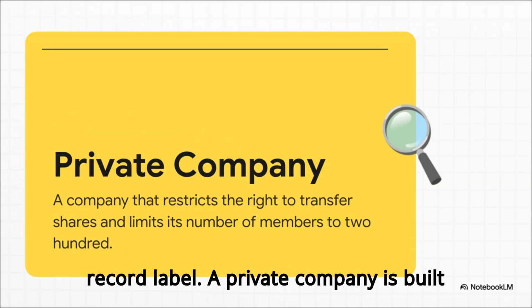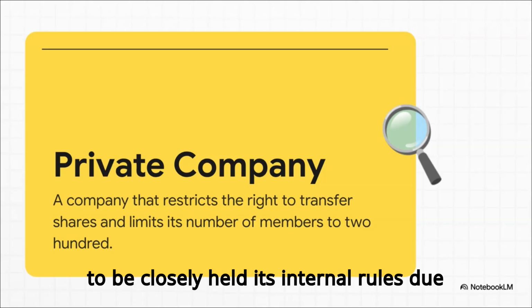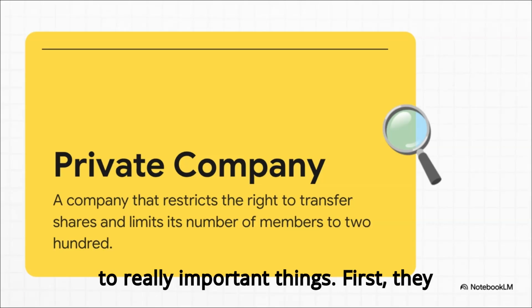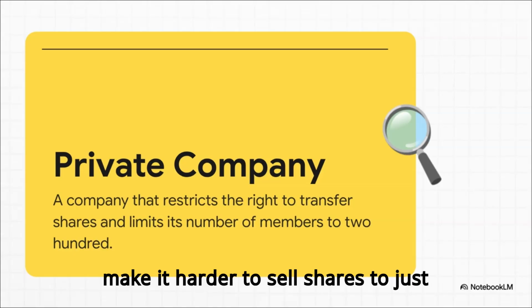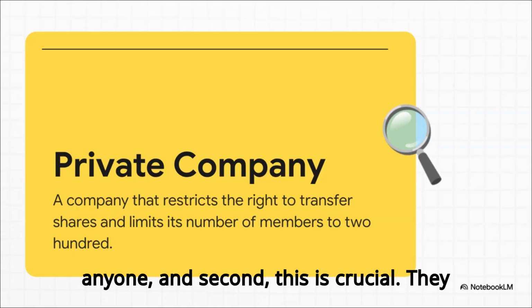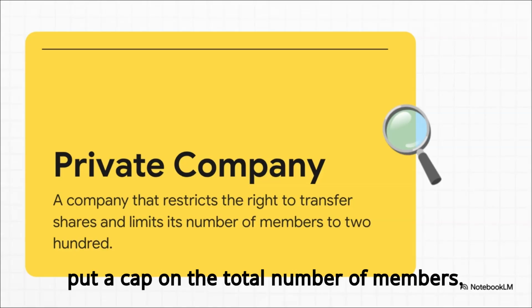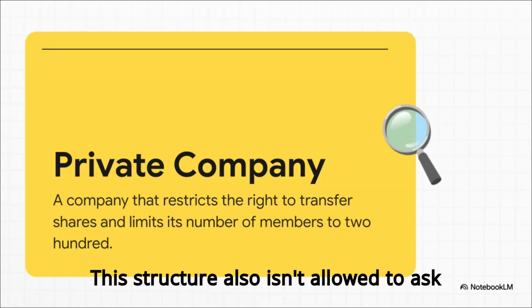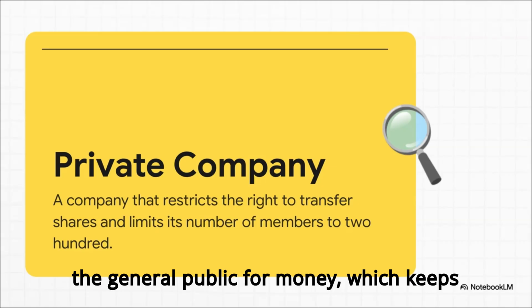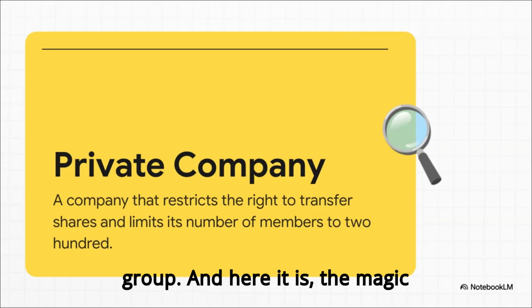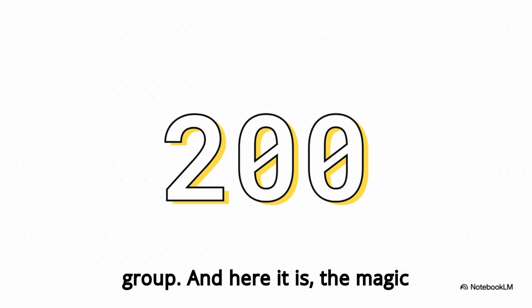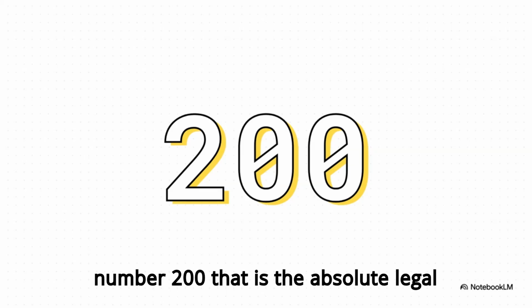A private company is built to be closely held. Its internal rules do 2 really important things. First, they make it harder to sell shares to just anyone. And second, this is crucial, they put a cap on the total number of members. This structure also isn't allowed to ask the general public for money, which keeps the ownership all within a smaller select group. And here it is, the magic number, 200.